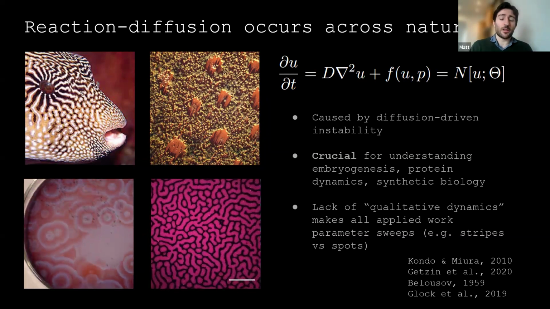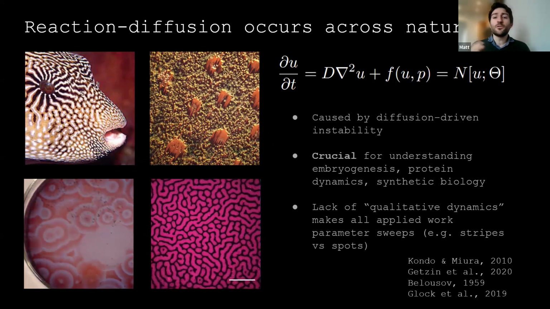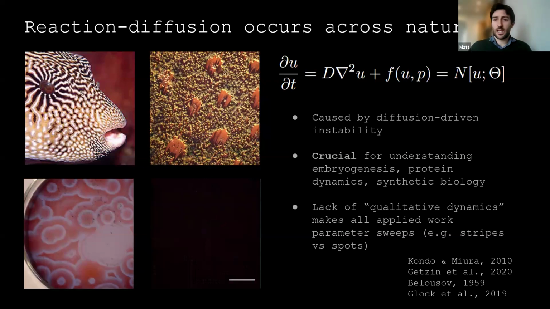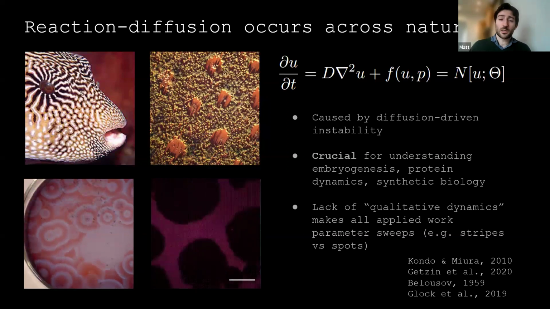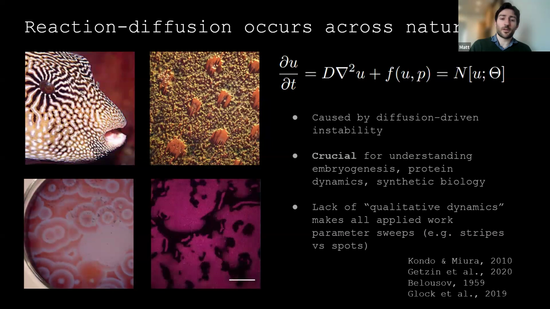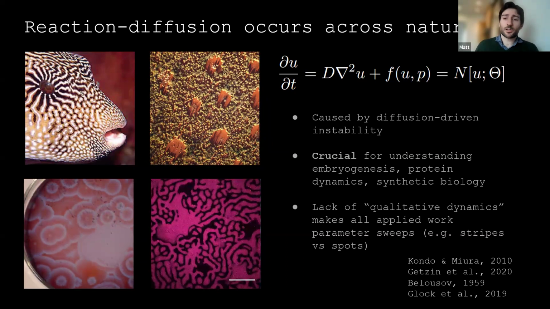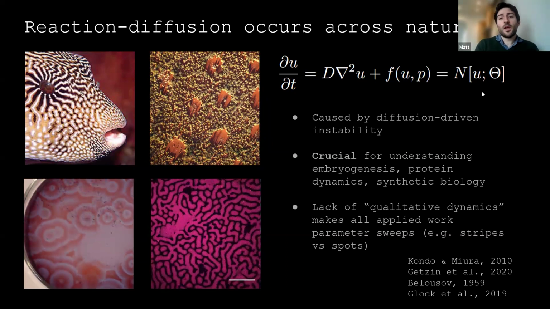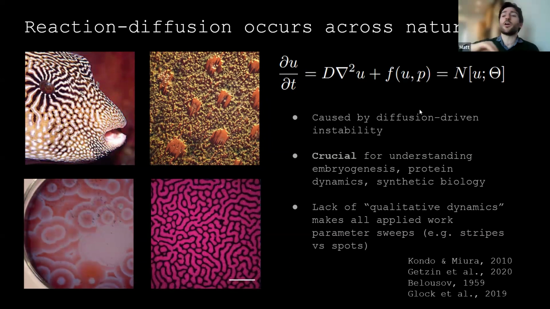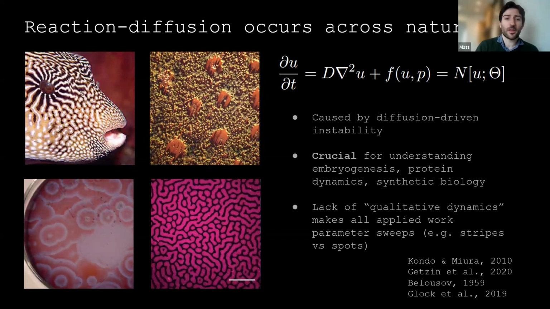Those beautiful patterns are caused by what's known as a diffusion-driven instability. That's where an initially uniform, steady, spatially homogeneous state is destabilized in the presence of diffusion. Under certain conditions on theta, that instability causes particular wave numbers to grow and then stabilize in a manner that reflects these gorgeous patterns.